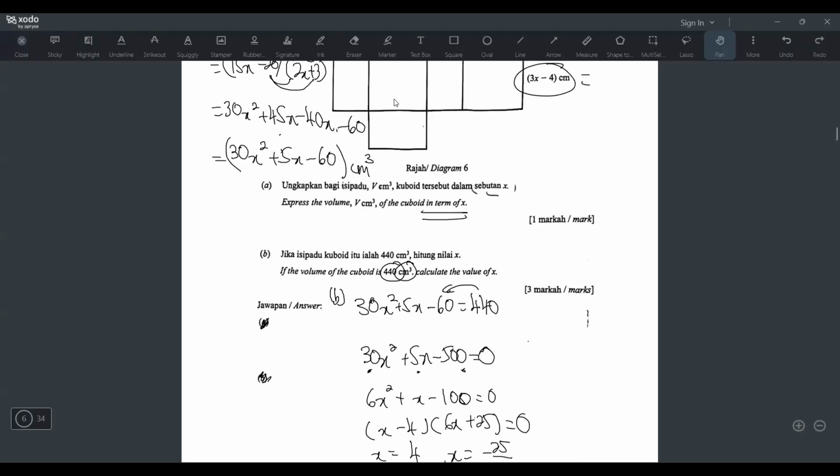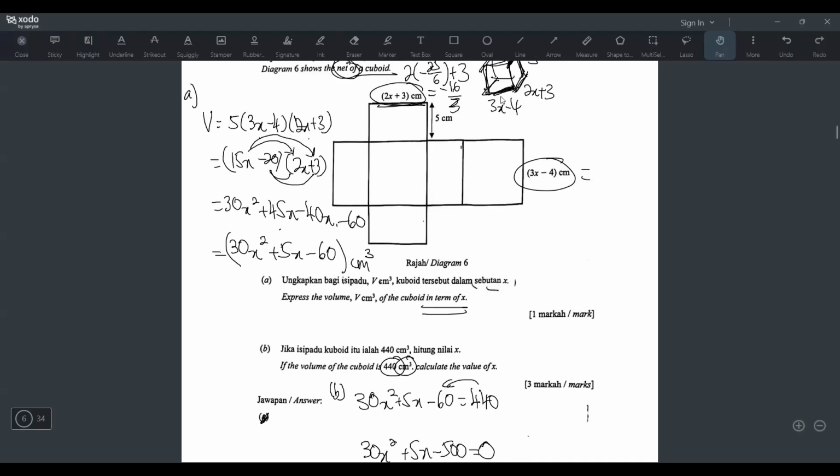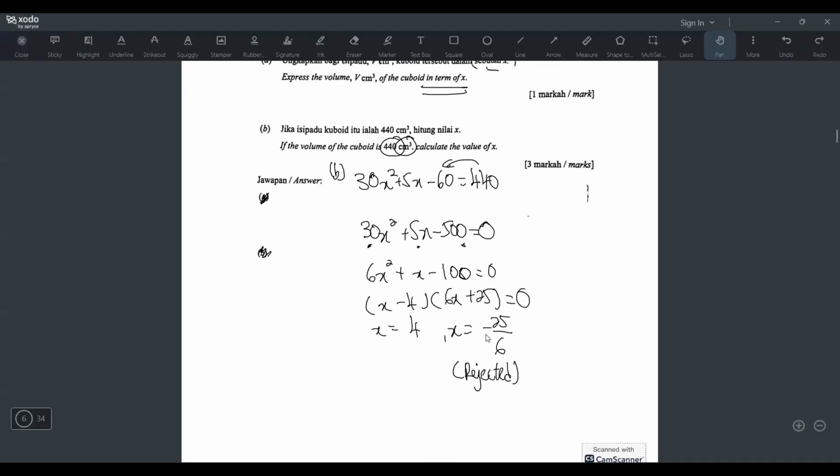You have to sub inside first. Then do the whole thing, sub inside, see what you get afterwards. Then only you choose which one to reject. There are times where you need to reject the negative. There are times where you need to reject the positive answer, right?